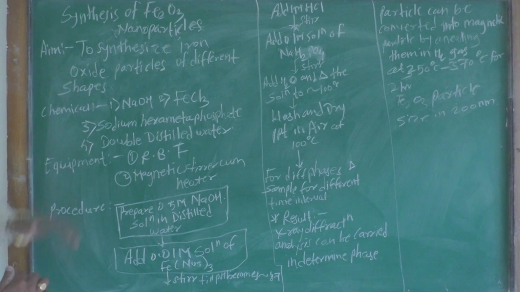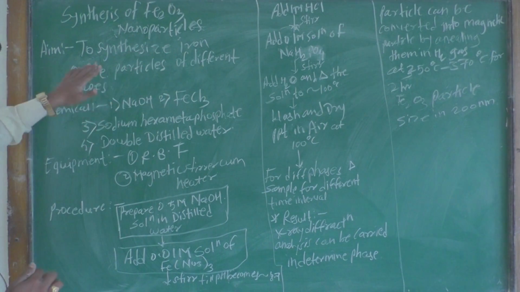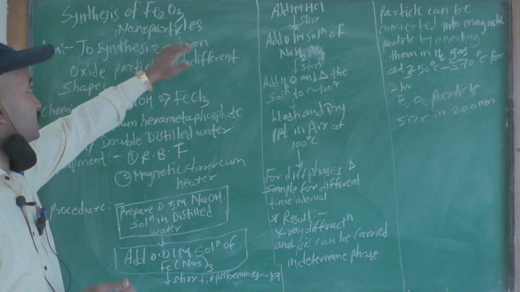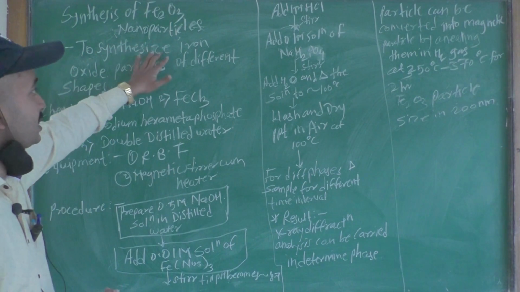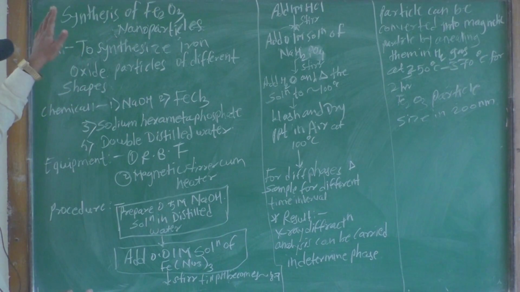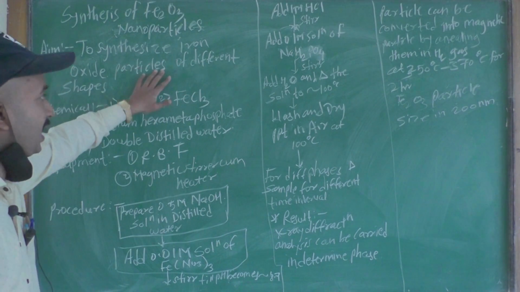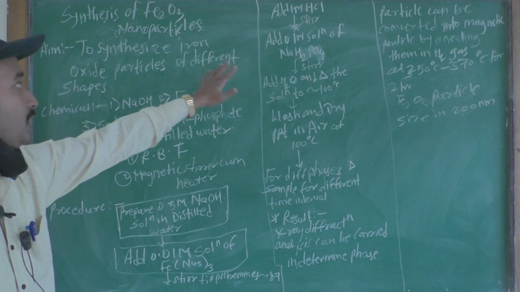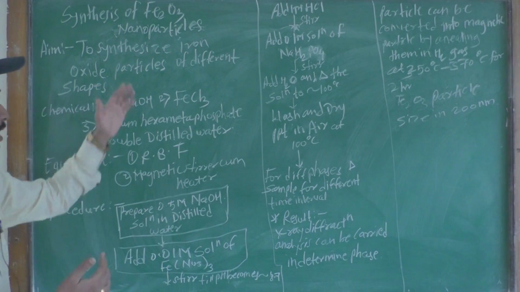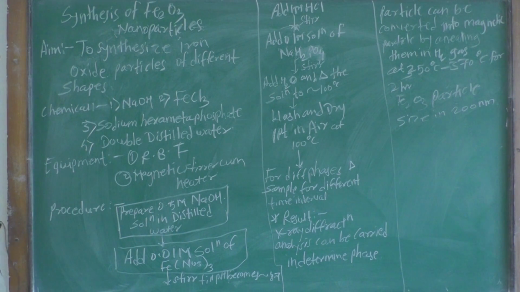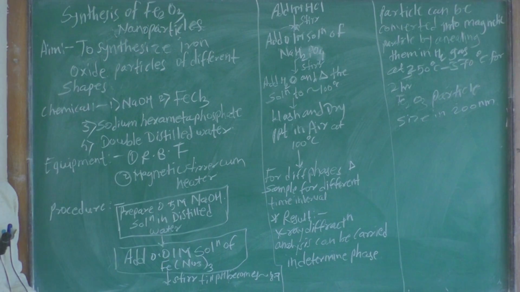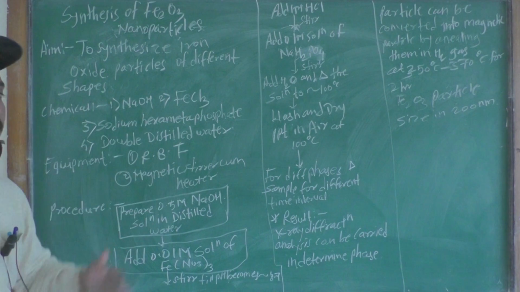Its aim is to synthesize iron oxide particles of different shapes. Iron oxide means Fe2O3. So the aim of this nanoparticle experiment is the synthesis of Fe2O3 particles of different shapes.